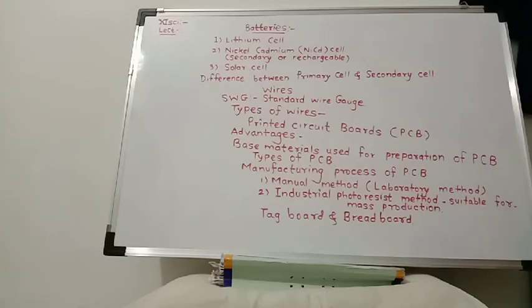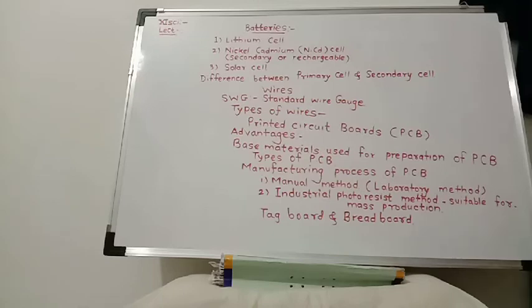Then it is suitable for mass production. Small components can be easily mounted on PCB. Then servicing is simplified. Construction is neat, small, and a work of art. By using PCB, the electronic equipment becomes more reliable, small in size and less costly.